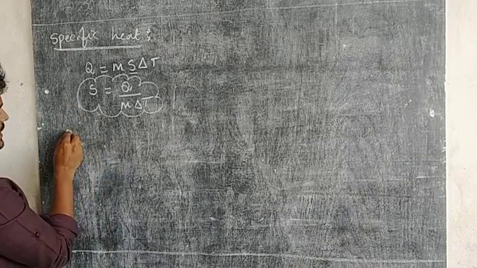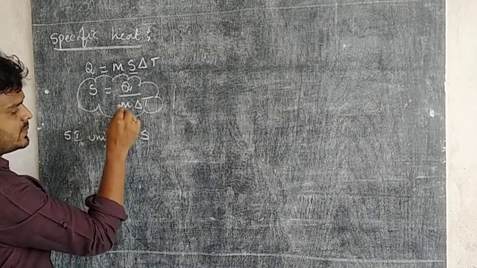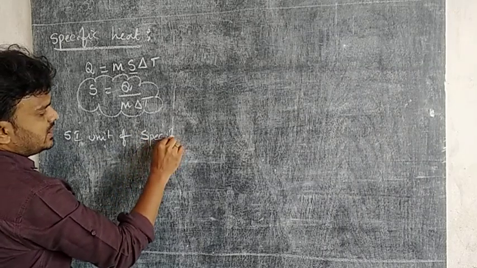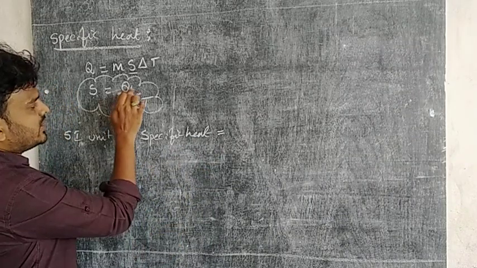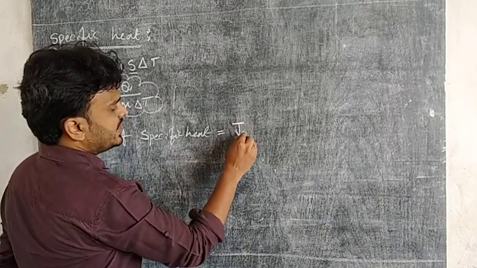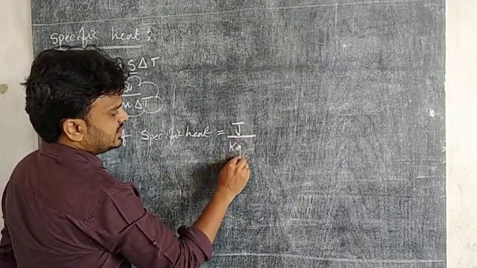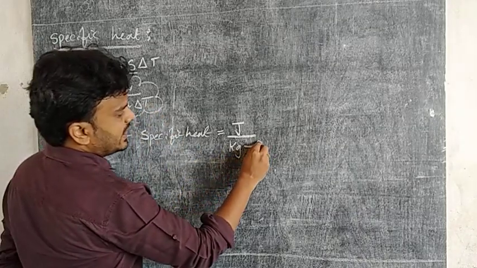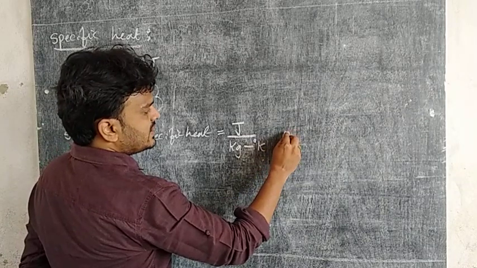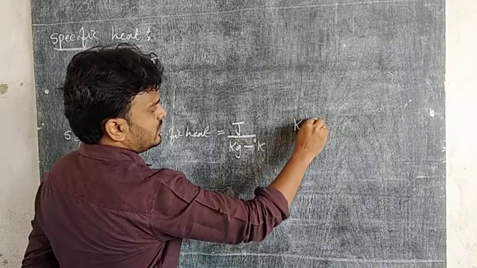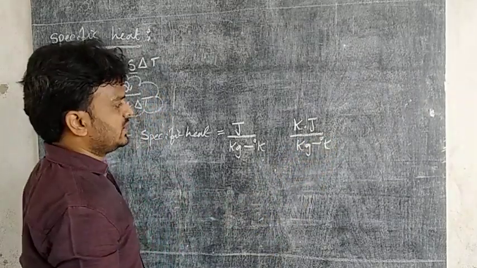Then what are the units of specific heat? Very important. SI unit of specific heat. SI unit of heat, that is joule. SI unit of mass, that is kg. SI unit of temperature, Kelvin. If you want higher values, we can write it as kilojoule per kg Kelvin. We can also write it this way.